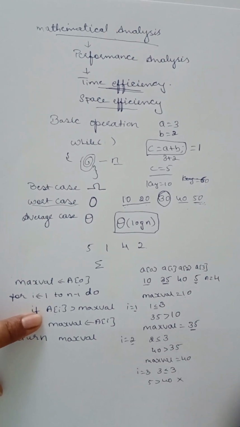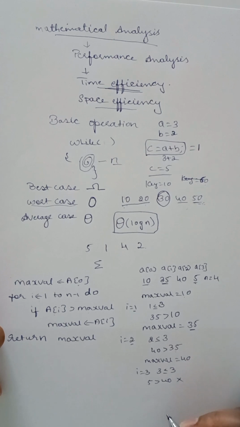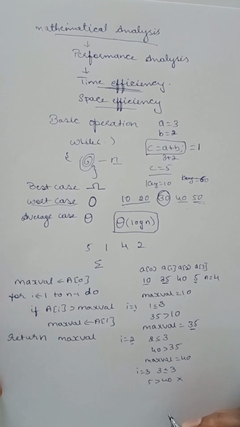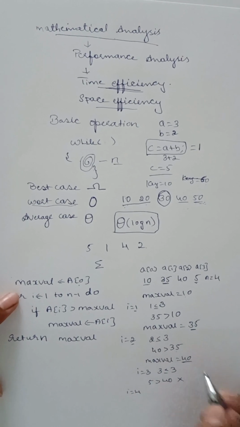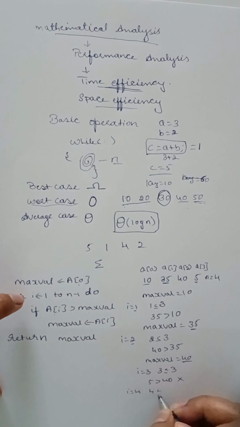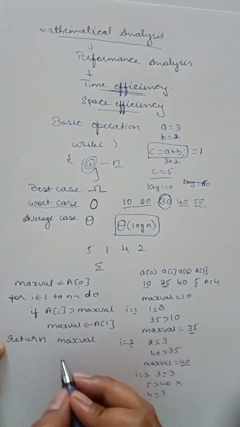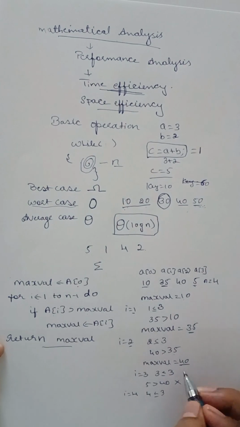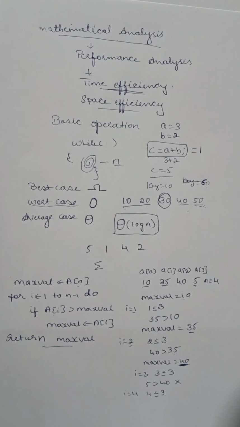No, the condition is false. Condition false means it will just go back to the for loop. I is equal to 4. The max value will remain the same, that is 40. It will go back to the for loop. I is equal to 4. Is 4 less than or equal to 3? No, the condition is false, so it will come out and go to return max value. What is there in max value? 40 is present in max value, so 40 will be returned as the max value here.